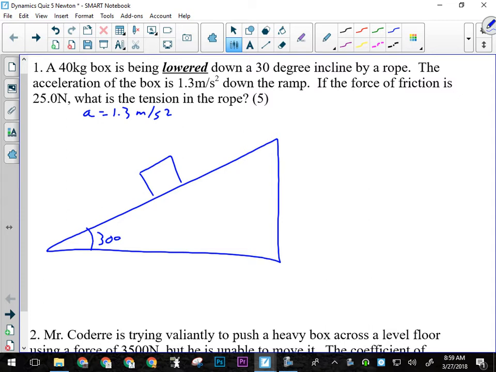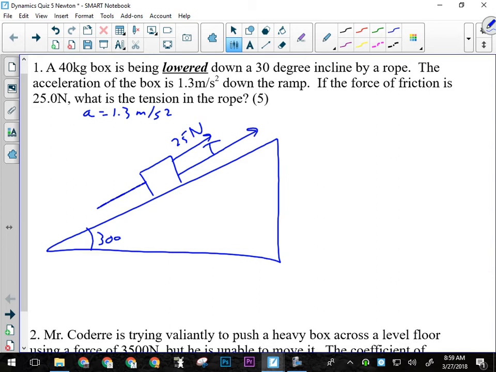We know that the force of friction is 25 newtons, right? And we know that it's acting up because the question tells us the box is going down the ramp. Okay, we are looking for this force here, the tension in the rope. The whole reason that the box is going down the ramp is because F parallel is pulling it. Right? These are the forces that are going to be involved in calculating the net force for this question.